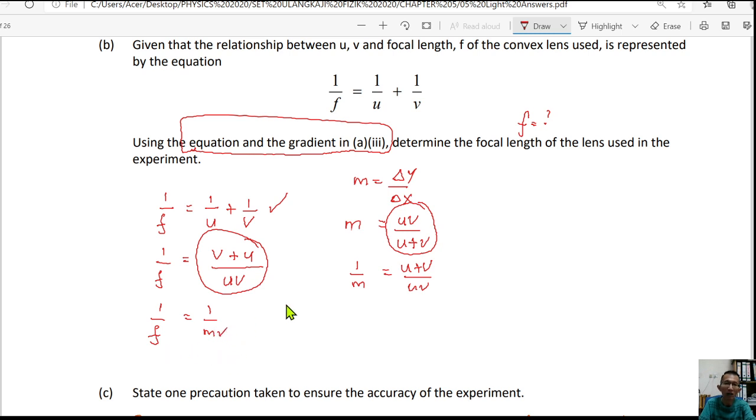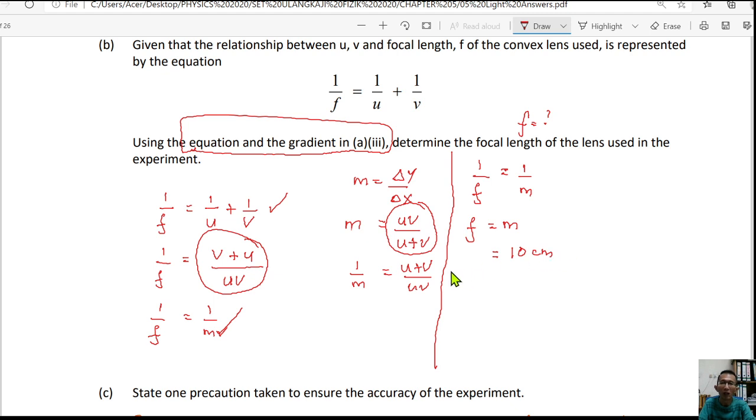Okay, so next we just answer the questions. I draw a line here first. So I just continue from here. 1 over f equals 1 over m, so f equals m. My m just now is 10 centimeter. So that is the value of my focal length.